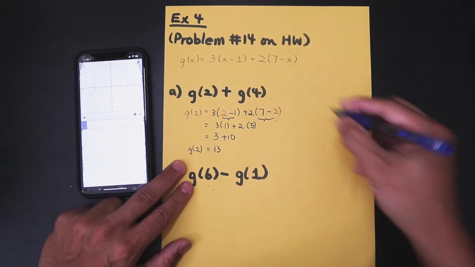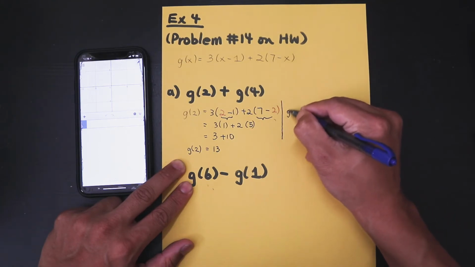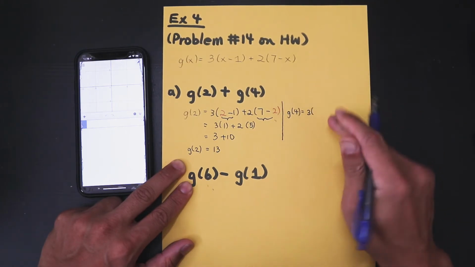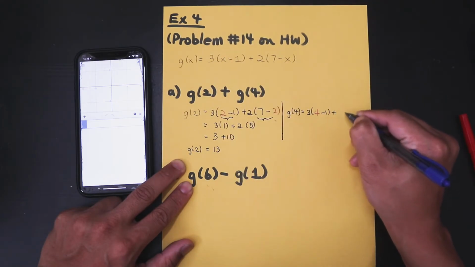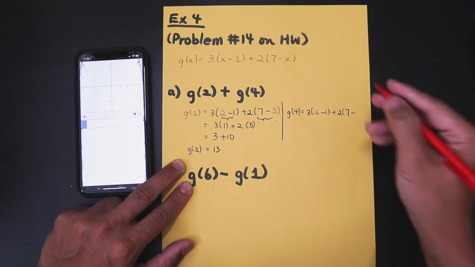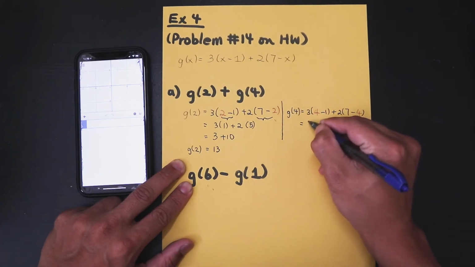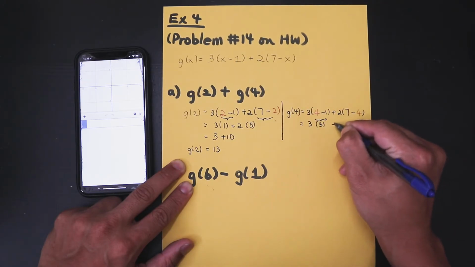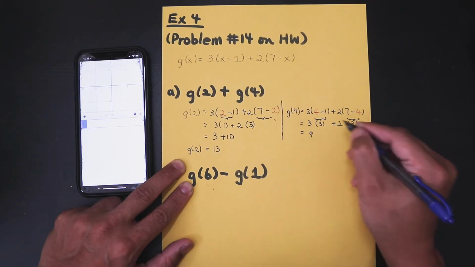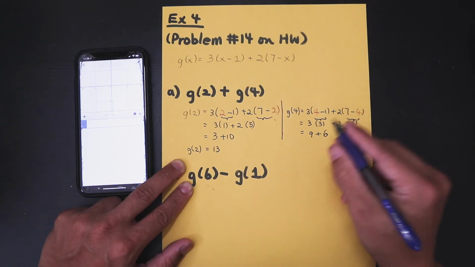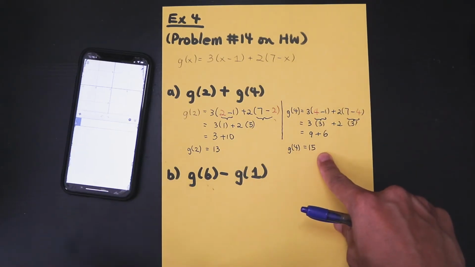On the other hand, I also have to find out what g of 4 is. So let me just draw a line like this. g of 4 will be 3 times, and then replace the x with 4, and then minus 1, plus 2 times 7 minus 4, and then close parentheses. And then again, use PEMDAS. So that means it's 3 times 3 plus 2 times 3, like this. 3 times 3 is 9, and 2 times 3 is 6. So 9 plus 6, you get 15. That means g of 4 is positive 15.